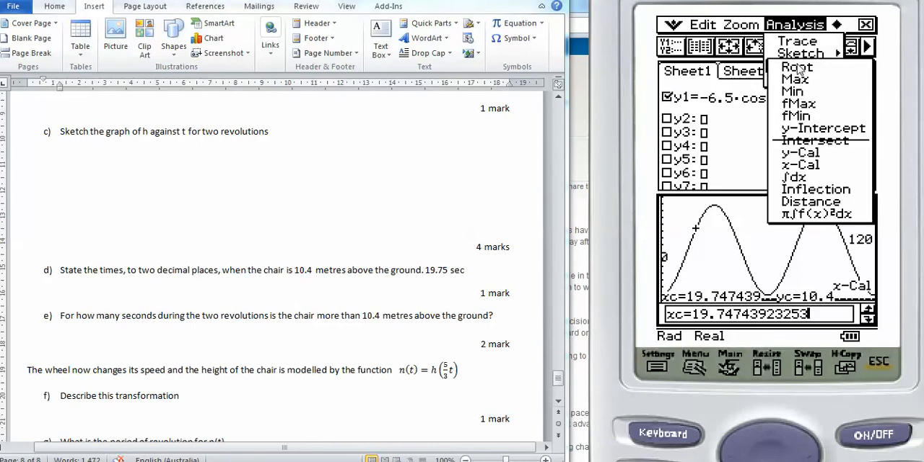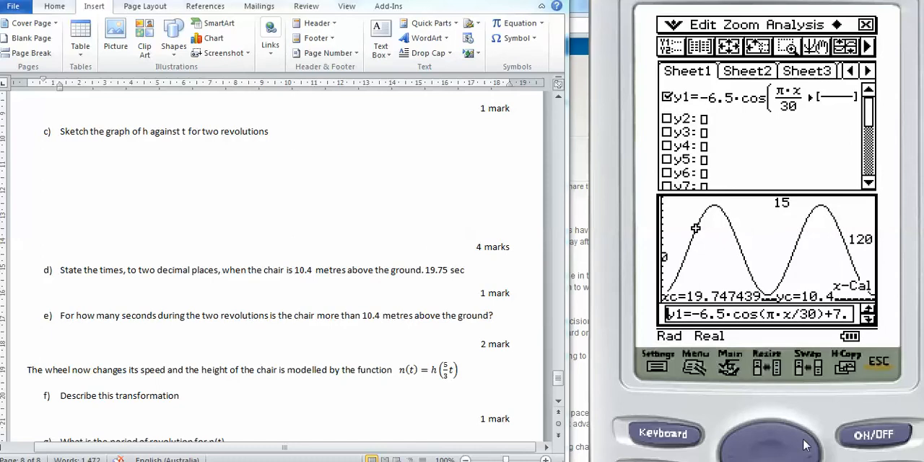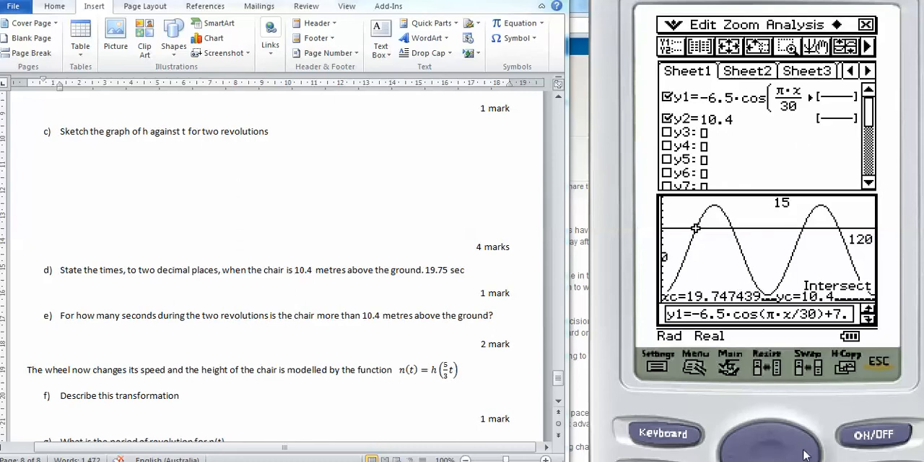is analysis G-solve x calc when that's 10.4, and to move across, so 10.4, draw both lines, analysis G-solve intersect, there's the first 19.74, there's the second one, 40.25. And that's how many seconds in the first revolution.